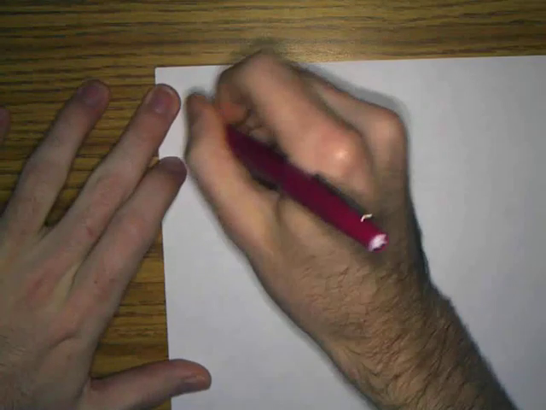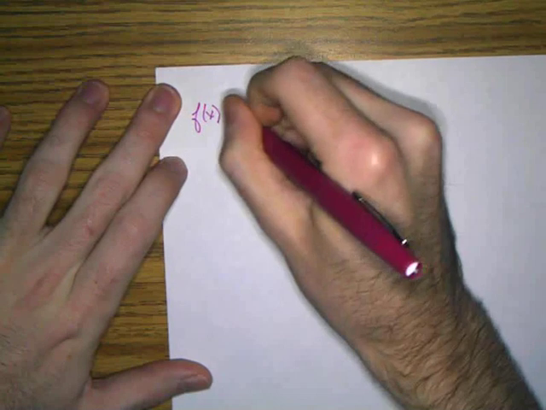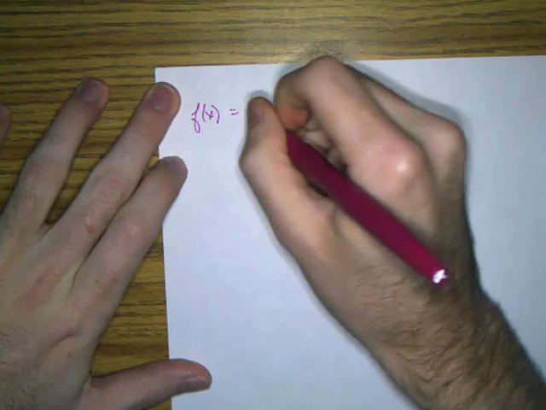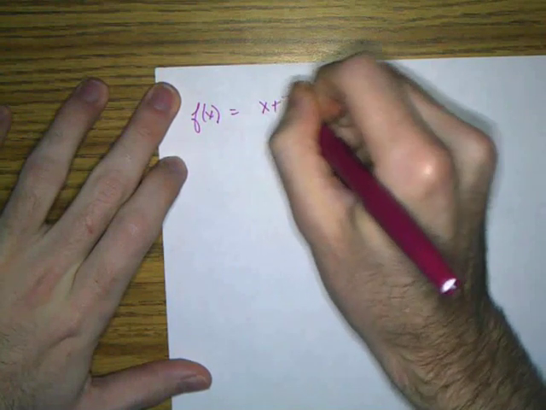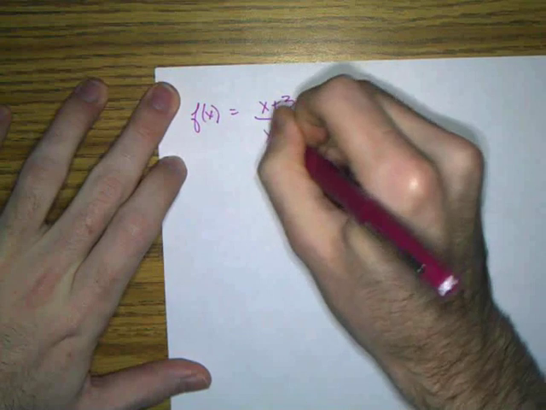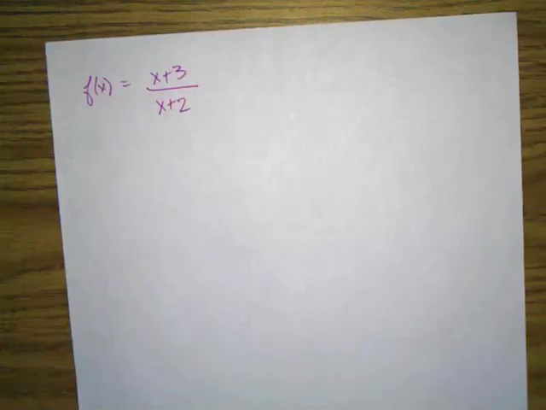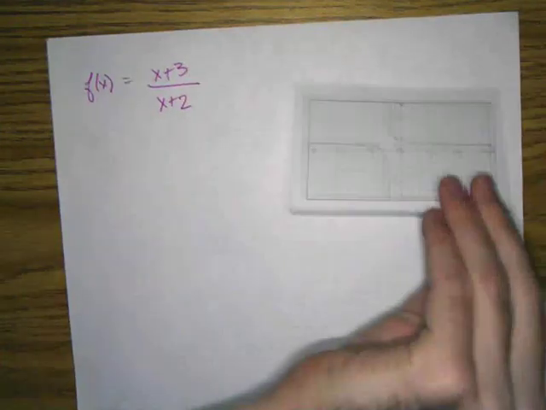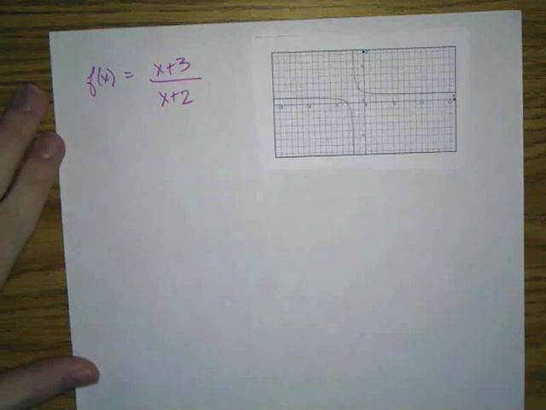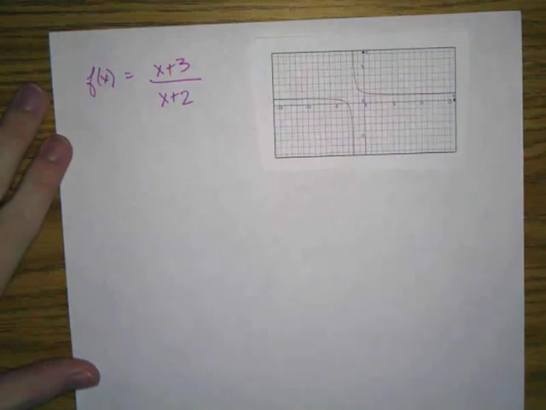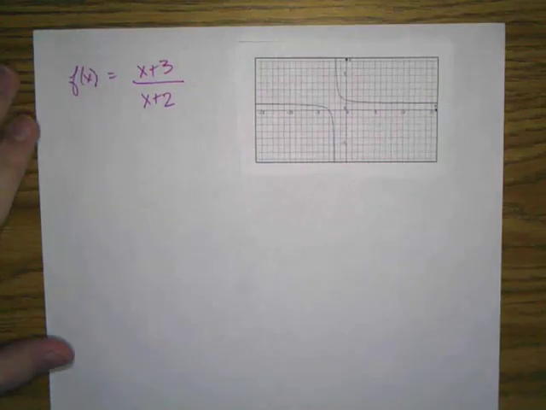Okay, so here we're given a function f of x is equal to x plus 3 over x plus 2. Here's the graph of that function. Take a minute and copy that down for just a second. Pause the video.